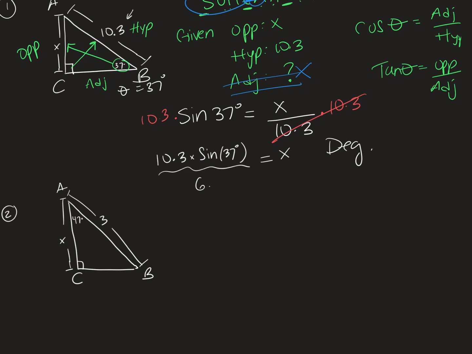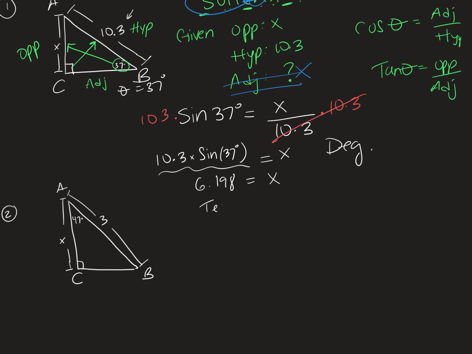6.198 equals x. I'm going to round to the nearest tenth and the nearest hundredth because you always have questions that ask you for both.